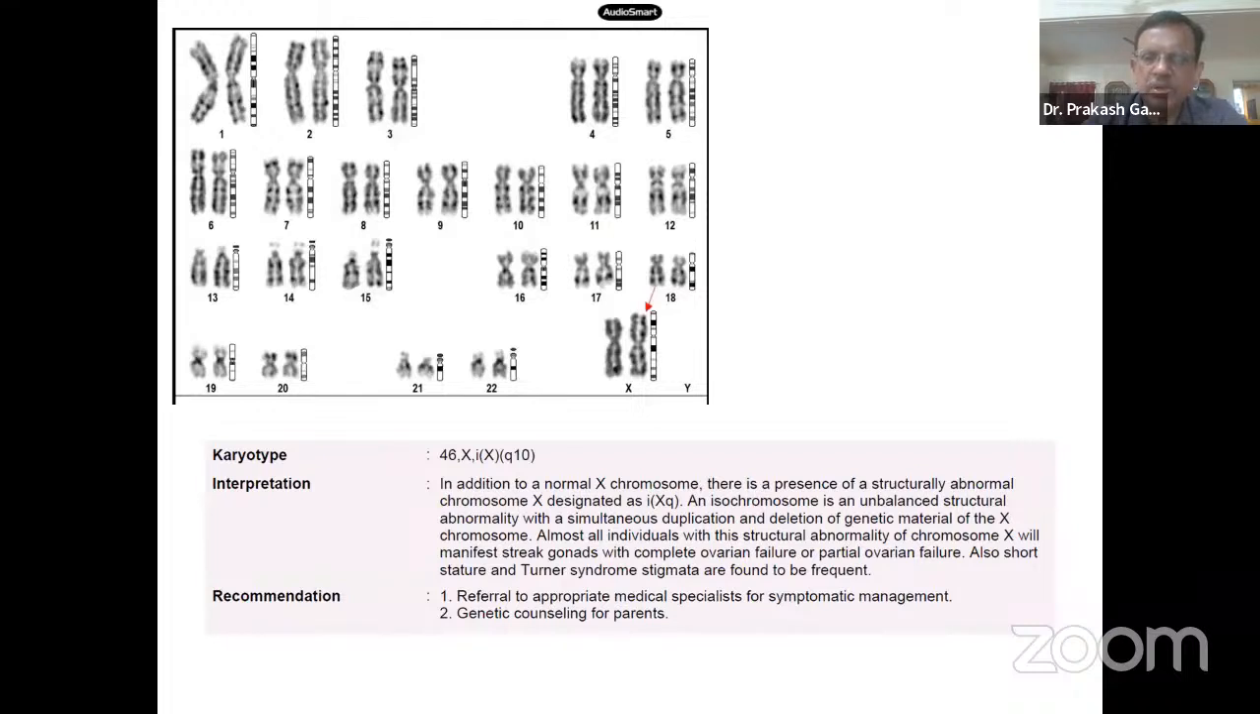So this particular chromosome is a mirror image. If you have a mirror here, it is a mirror image of Q arms. That is why iso means identical, and it is a Q arm which is identical. The whole of the Q arm is sort of duplicated and the P arm is absent here. So this is a type of milder Turner syndrome manifestation, and this is an isochromosome X.